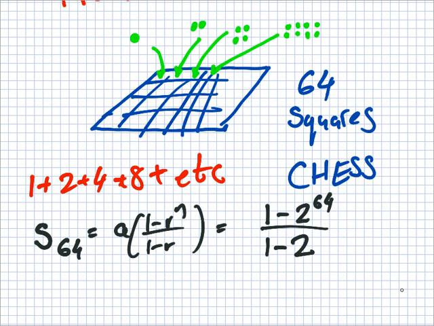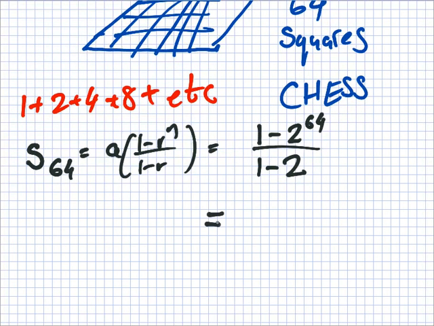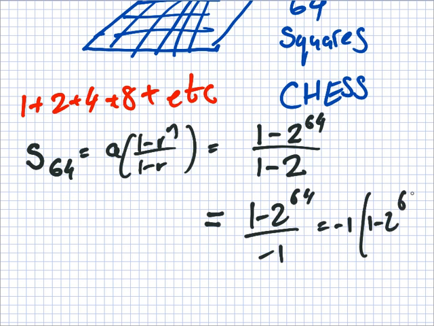No, hey, shh, quiet. Because there's going to be other people thinking it. Look! Everybody. So this is 1 minus 2 to the 64 over minus 1, which is minus 1 times 1 minus 2 to the 64, which is minus 1 plus 2 to the 64, which is 2 to the 64 minus 1.